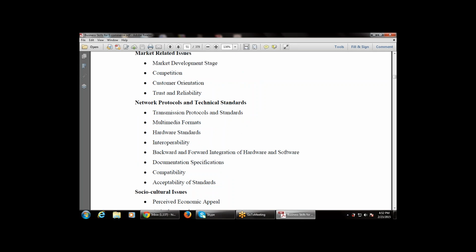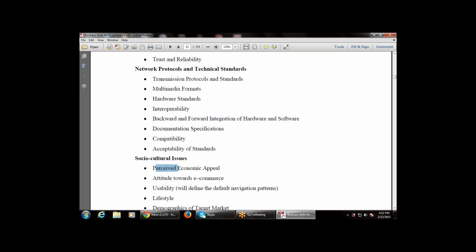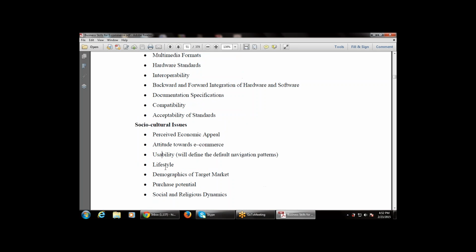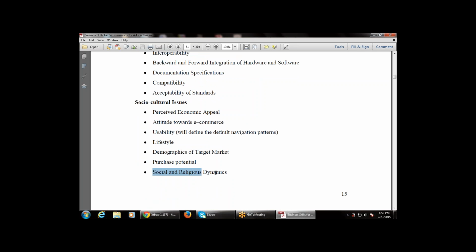Then next is socio-cultural issues. This includes perceived economic appeal, attitude towards e-commerce, usability, lifestyle, demographics of the target market, purchase potential, social and religious dynamics. So these are the various issues related to social and cultural factors. That is, what is the demographic of the target market, what is the lifestyle of the people, what is the purchase potential, what is the dynamics of the people, including the social as well as the religious.